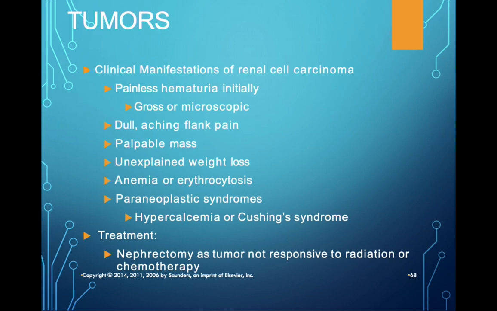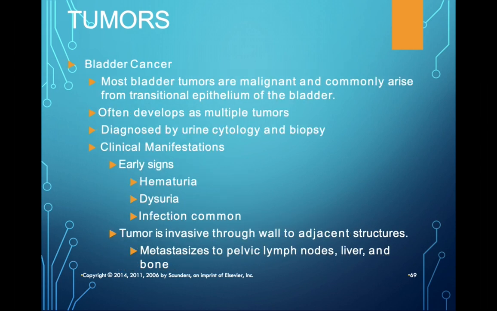They're painless. You have painless hematuria, blood in the urine initially, and it's gross, meaning you could see it with the naked eye, or it could also be microscopic. Again, there could be a dull ache along the flank, even the lower back. There could be a palpable mass. Again, there's unexplained weight loss, anemia or erythrocytosis, and then the paraneoplastic syndromes. Remember, these are tumors that secrete hormones that have their reaction. So it could result in hypercalcemia or even Cushing's syndrome. Treatment is nephrectomy, as the tumor is not responsive to radiation or chemotherapy. Nephrectomy is actually removing the nephron from the cortex.